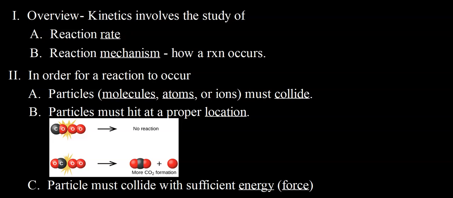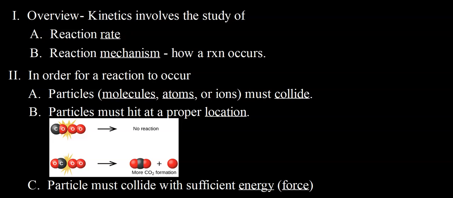And what we're going to look at here is something called the collision theory. Now, there's three things that must happen in order for a chemical reaction to occur. So first thing is that the particles, and by particles, we're talking about the reactants, whatever the reactants are, those could be molecules, could be atoms, could even be ions in solution. In order for those reactants to form products, the first thing is they have to collide. They have to come into contact with one another.